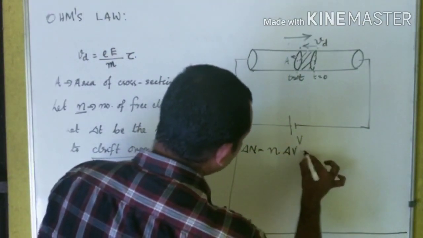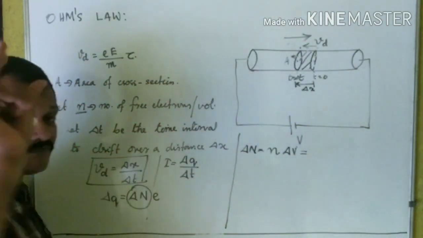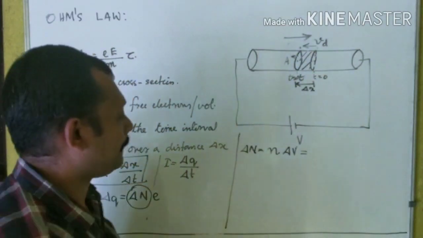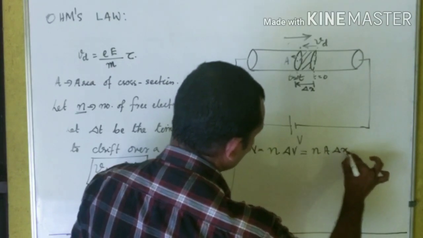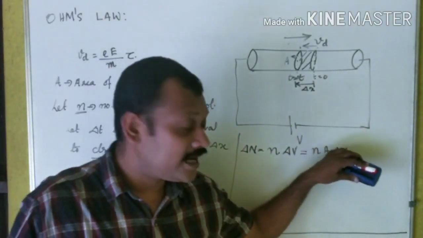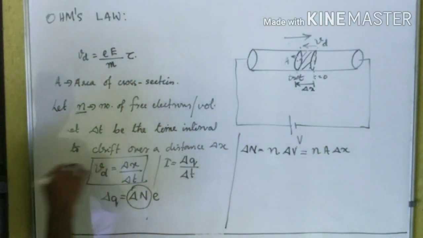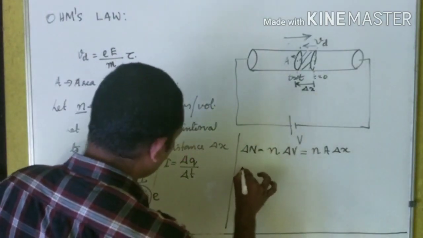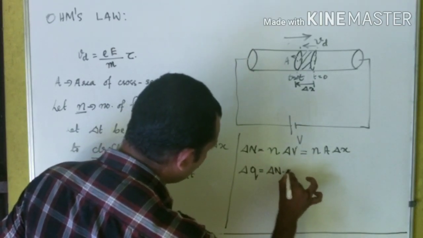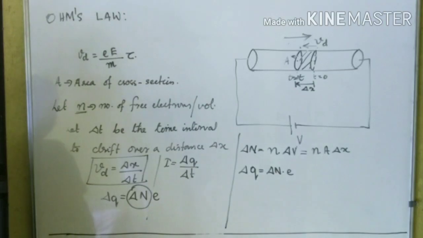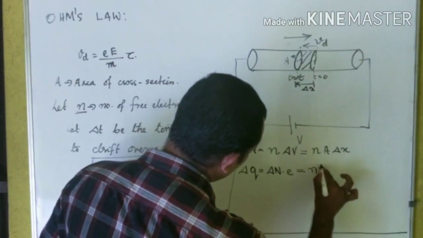Now, delta V can be written as, so this length is delta x. The volume of the cylindrical portion which I have considered here is A into delta x, base area into length. So delta n is n into A into delta x, and delta Q is equal to delta n into e.